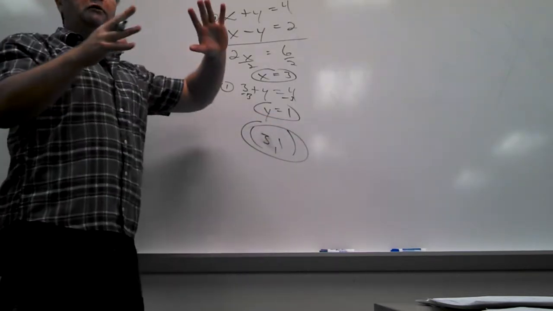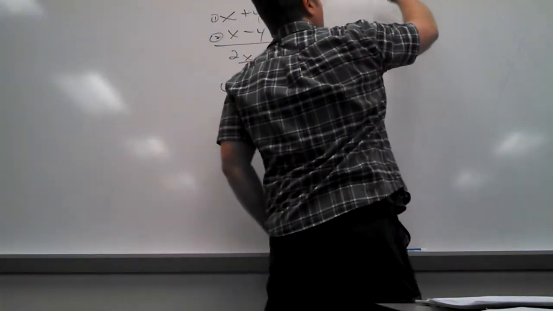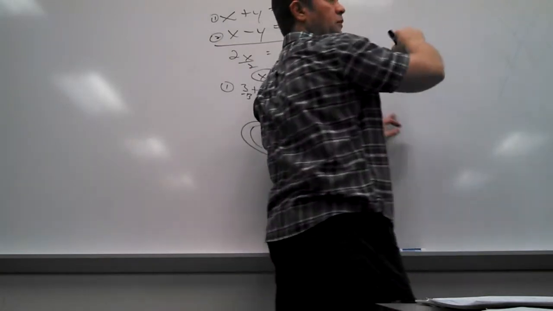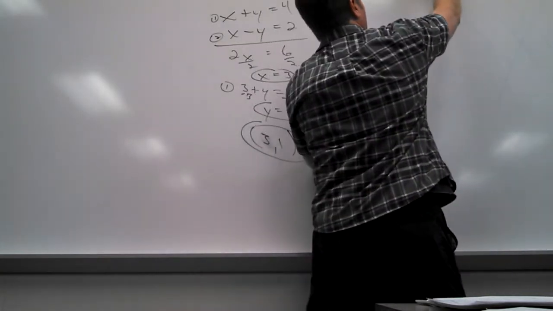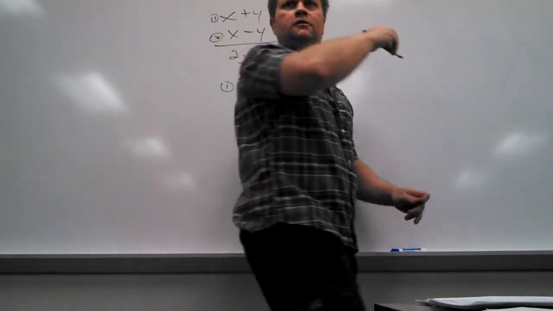So if I have 3 variables, somebody give me a number. 2. Somebody else give me a negative number. Negative 3. Somebody else give me a third number. 7.